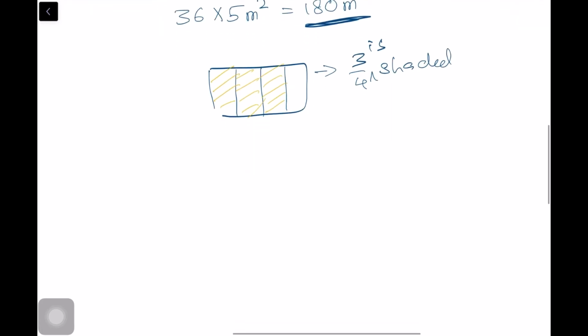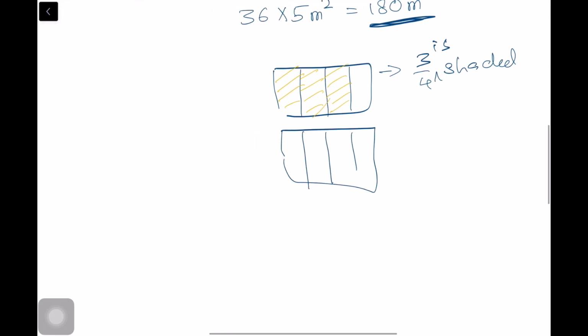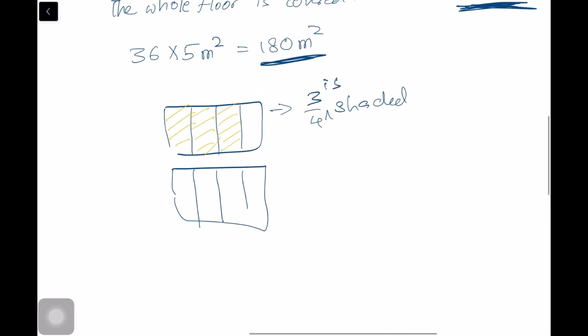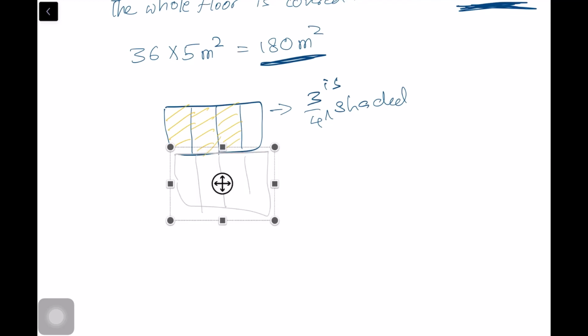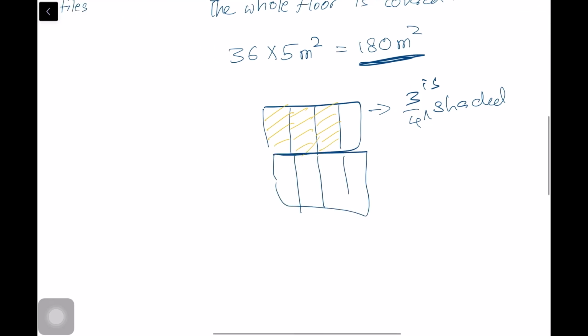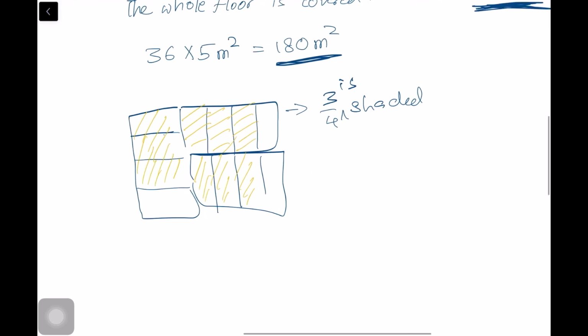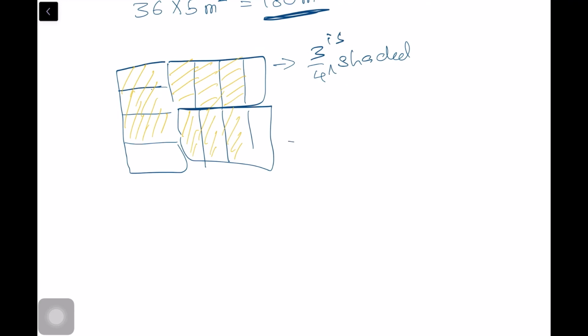So no matter how many rectangles we have, if I put another identical rectangle over here, break this up into 4 equal parts, and then I put another rectangle over here and break this up into 4 equal parts, we would still say that 3/4 of the whole figure is shaded, right? This whole figure is how many small rectangles? 12 small rectangles, right?